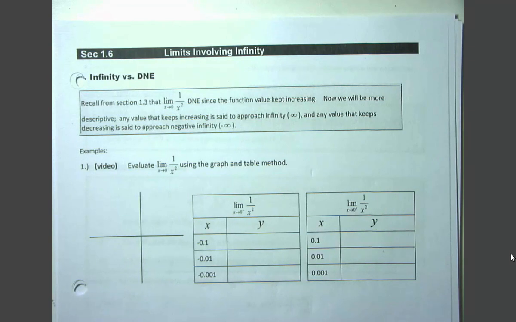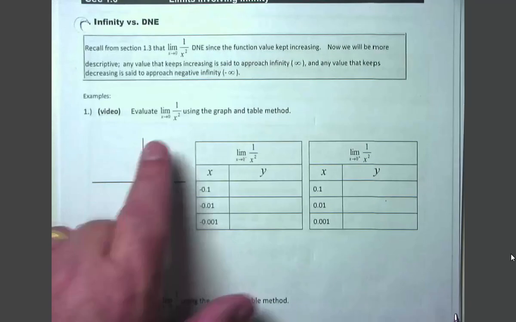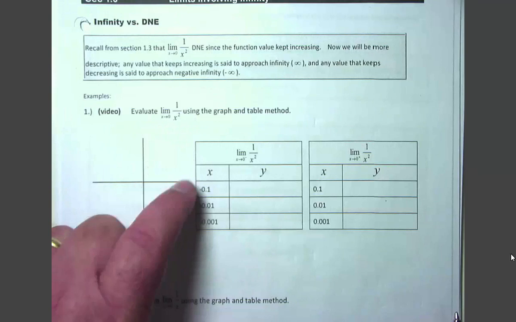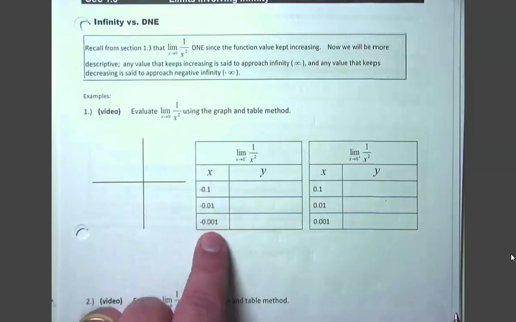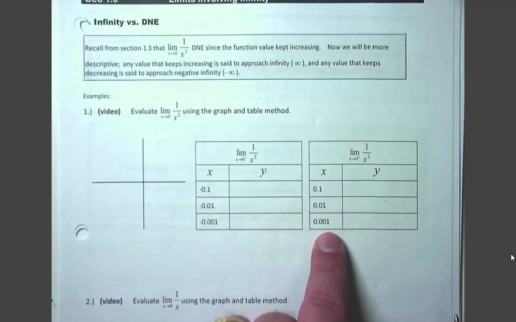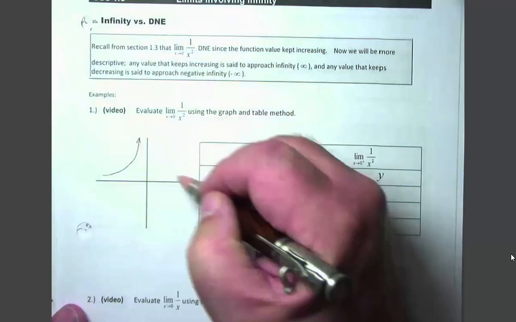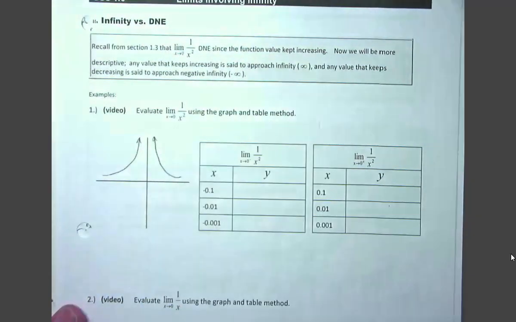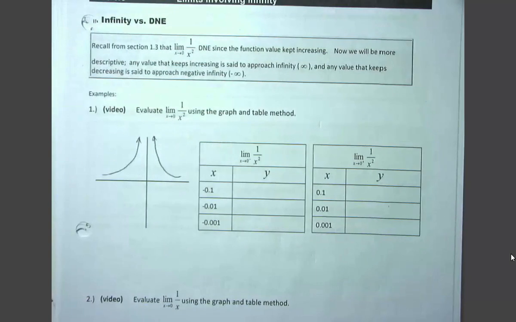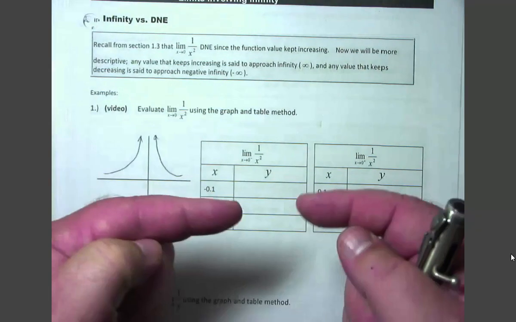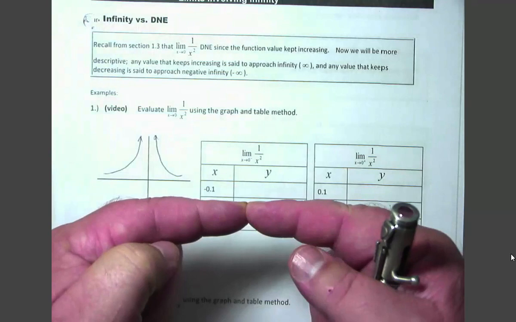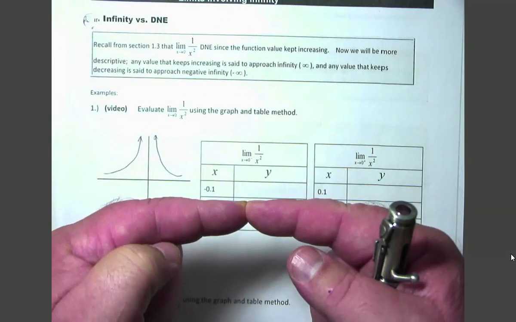So if you watch the awesome pre-section video in section 1.6, I did this exact problem. I plotted some points very, very close to zero from below and very close to zero from above. And what you'll see is on both sides, when you graph this thing, it blows up. It's still the case in our definition that the limit from the left has got to be equal to the limit from the right to exist. But we're allowed to have infinities.